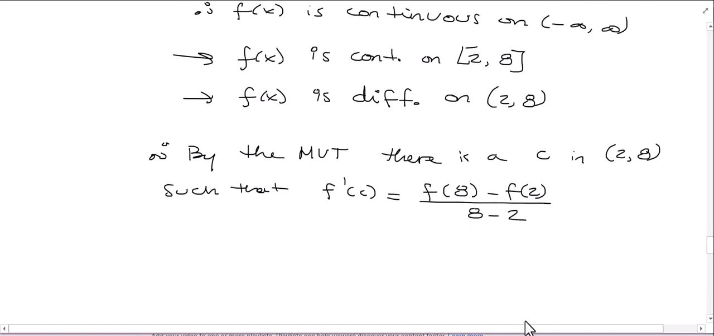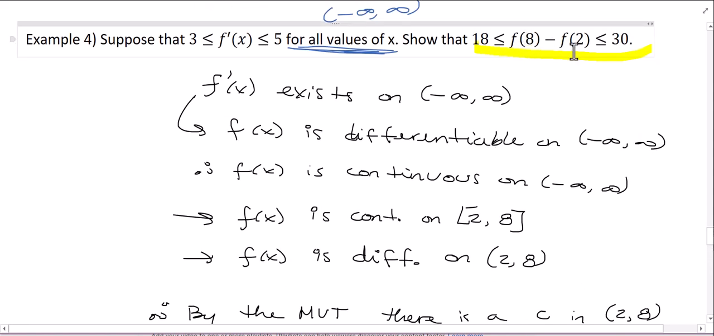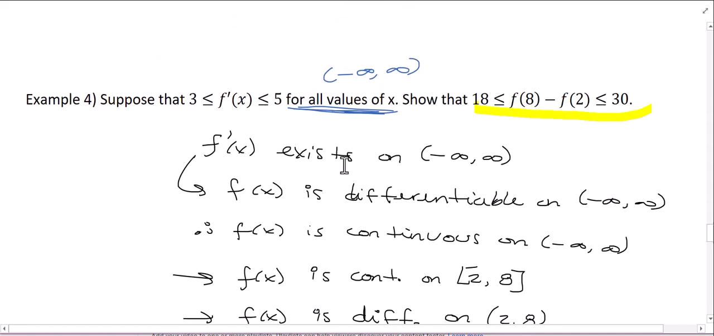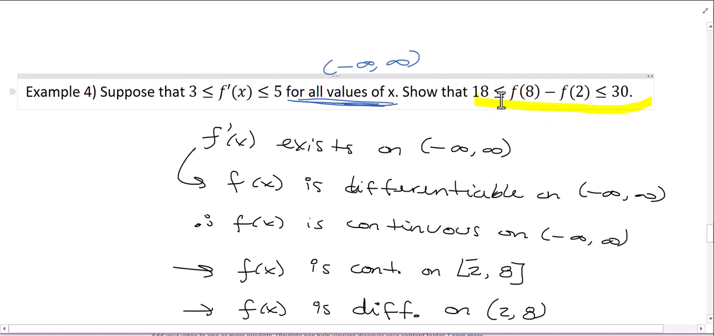And so now that's starting to look more like, oh, now I can see where my f of 8 and my f of 2 are coming in. So we're assuming that this is true, which is what led us to say all these things. It's differentiable, it's continuous, and we're trying to show this. So I don't know that this is true. I'm trying to prove that this is true, but that gives me a way to get my hands on 2 and 8. So now let's see, we're supposed to prove that this is true.